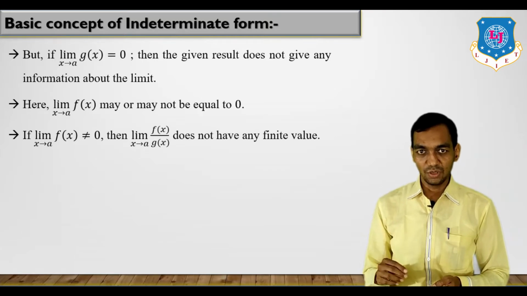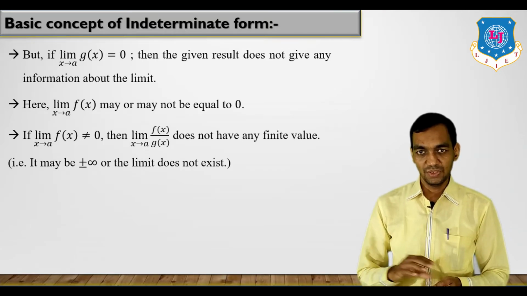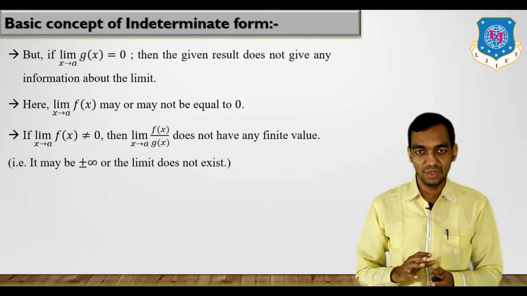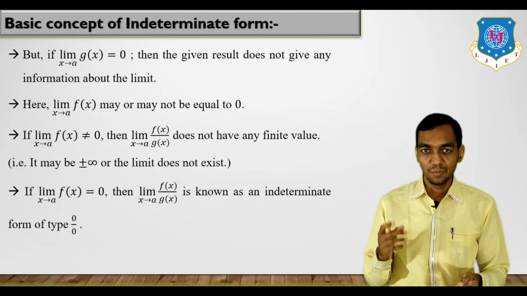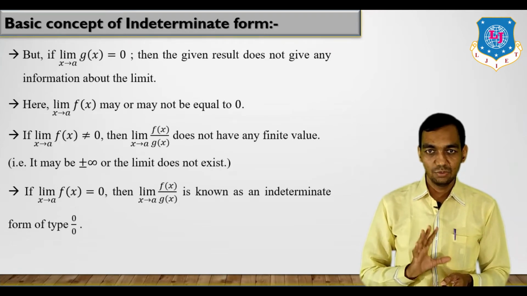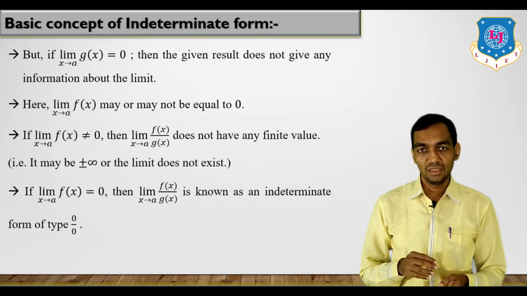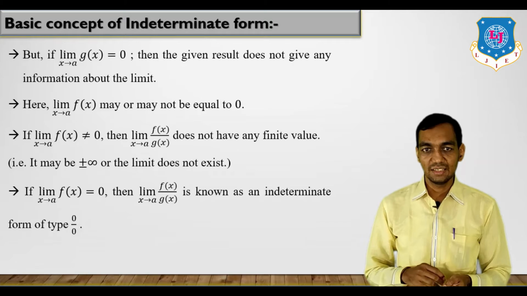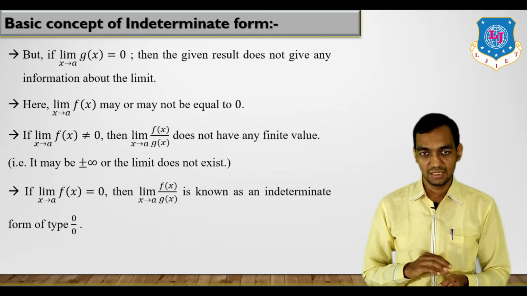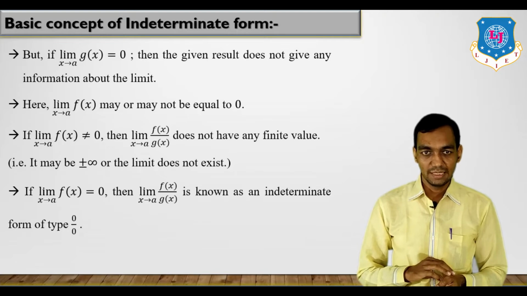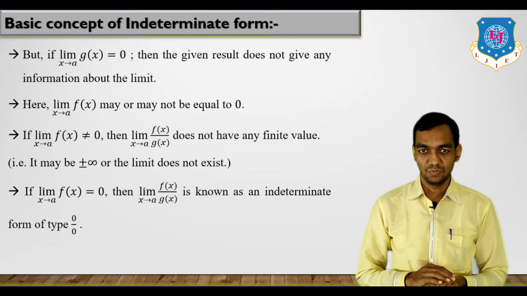Suppose the limit of f(x) is also 0. If it is non-zero, then you will have an infinite limit. That means something non-zero upon 0 will have an infinite value. That means you have a limit but it has an infinite value. But here suppose f(x) has the limit 0 as x tends to a. So in that case, you don't know what the exact value of f(x) upon g(x) is, correct? This kind of form is called an indeterminate form.